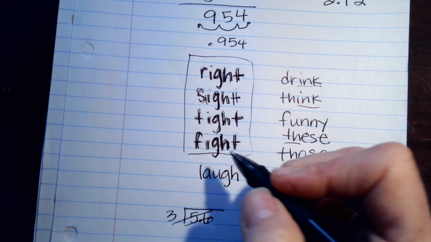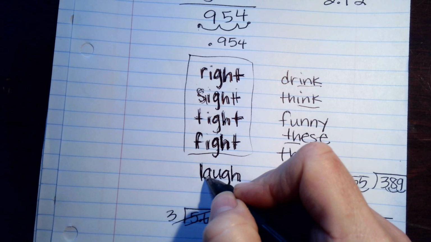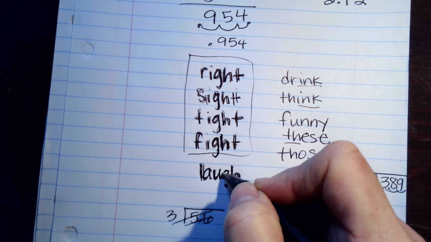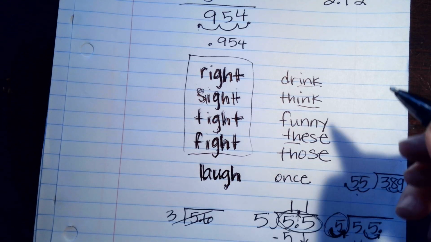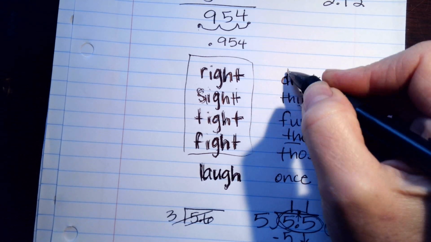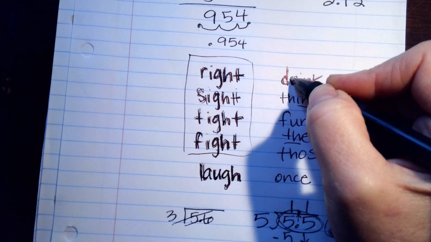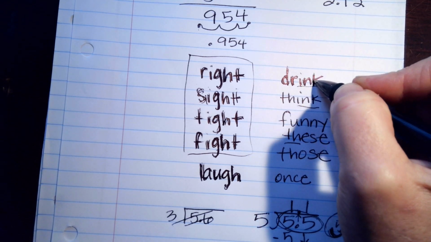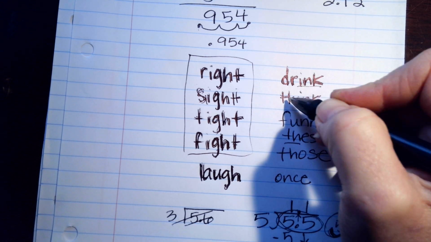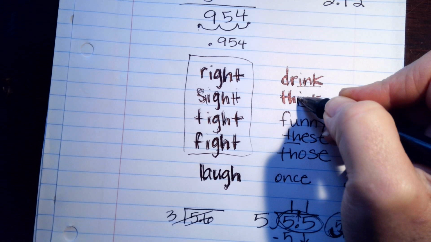This is a sight word, laugh, L-A-U-G-H. Next one is drink, D-R-I-N-K. Think, T-H-I-N-K.